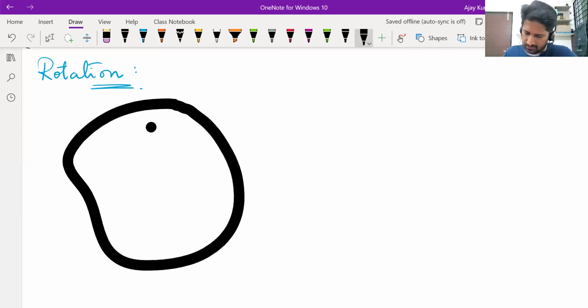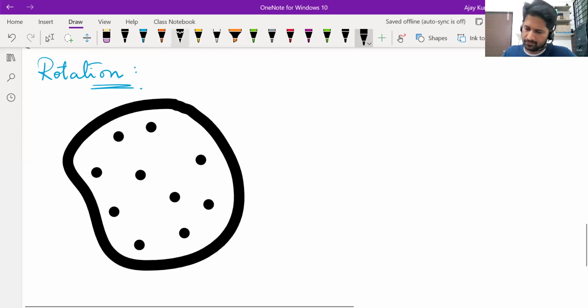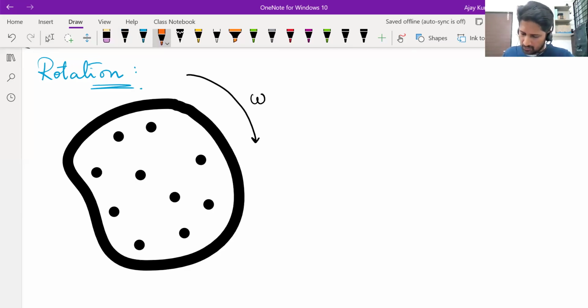Consider a random system. See, if a system is executing rotational motion, it will have a particular axis of rotation. Right? Let's assume this system is rotating clockwise with an angular velocity omega, and it is rotating around this axis. Now, why am I putting a cross to indicate an axis? Why not a line? Cross means the axis is perpendicular to your screen. Okay, it is spinning around that axis. That is what it means.